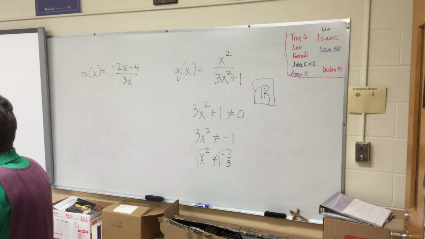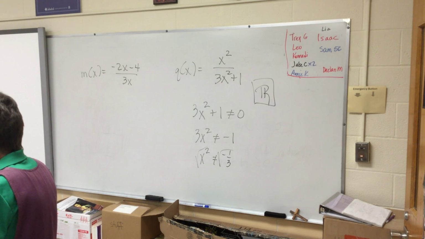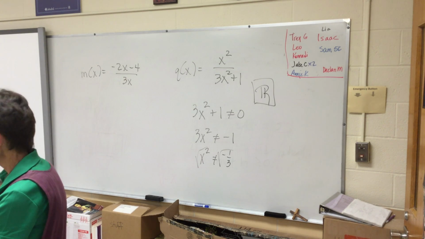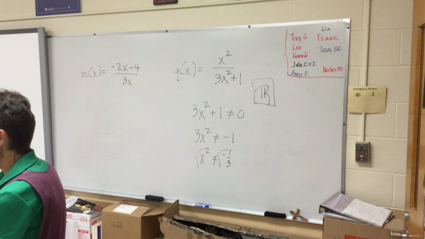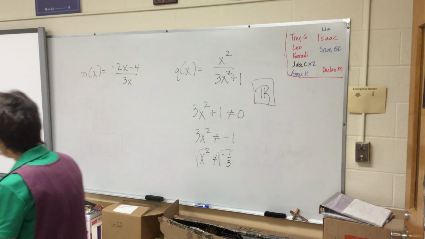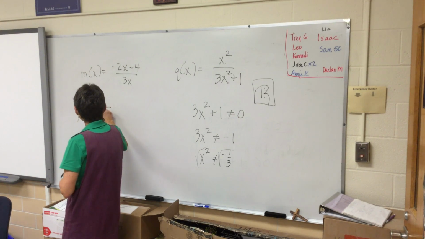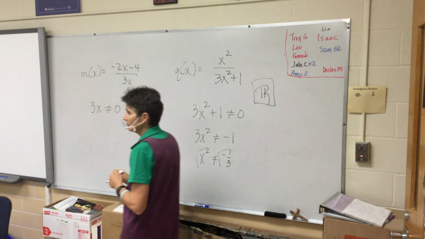What do we look at to find the domain? Two things. Do I have a radical in my problem? Nope, don't worry about it then. Do I have a fraction in my problem? Yes. And the rule for the fraction is whatever is in the denominator cannot equal 0.